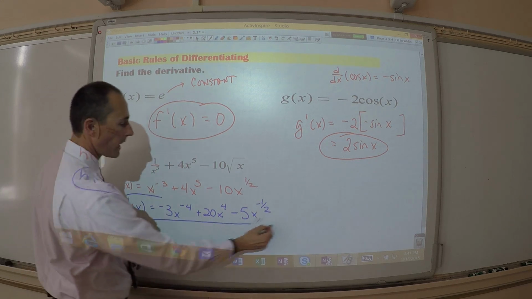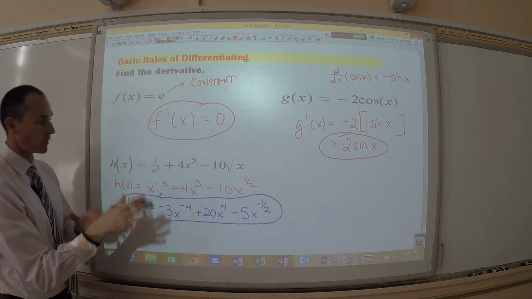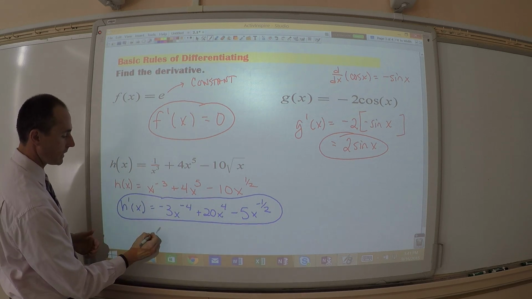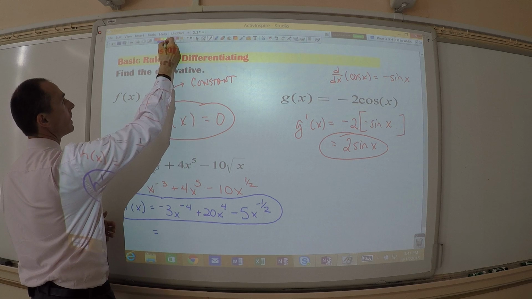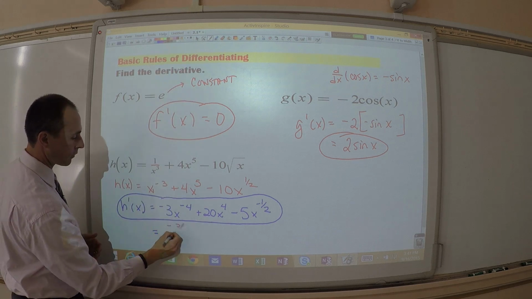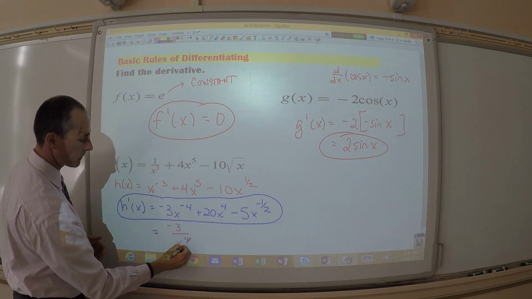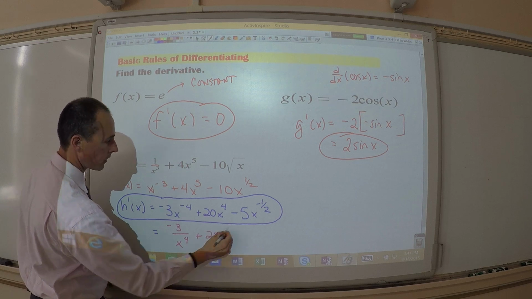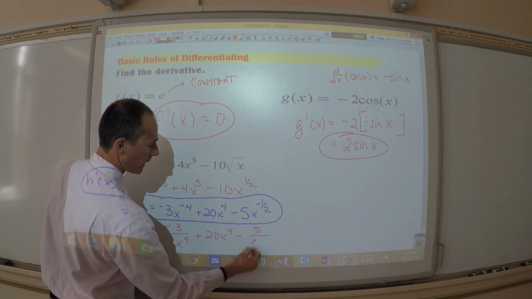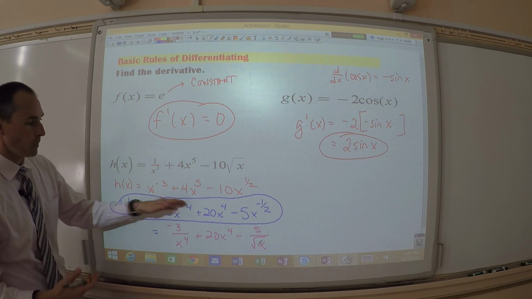I think this is okay. I don't think you need to worry too much about rewriting it. You could, an alternate way to look at this, let's use a different color here, would be -3 over x to the 4th plus 20x to the 4th minus 5 over the square root of x. But I don't think we have to get too carried away. This would be perfectly fine.